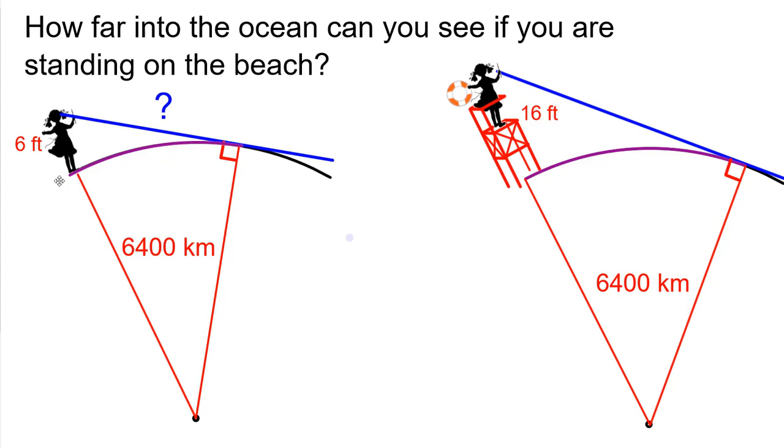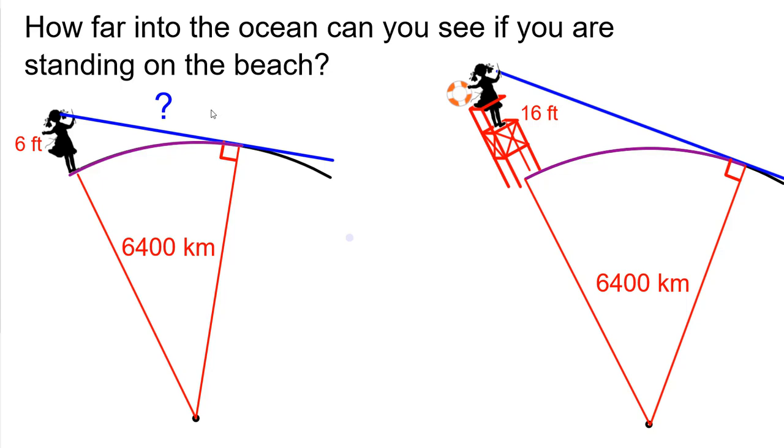All right, so how would we solve these problems? So we pose both of these questions. We know we're dealing with the radius of the Earth of 6,400 kilometers. We know how high we are above sea level, and we want to find out what this blue distance is on both of these. How are we going to solve this? So do you see the triangles? We have two triangles here. What special kind of triangles are they?